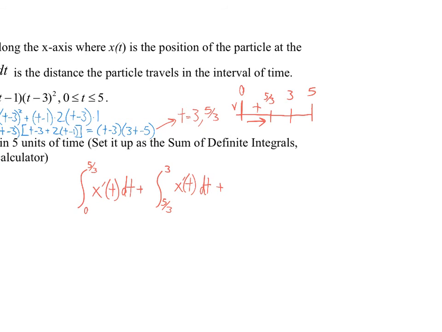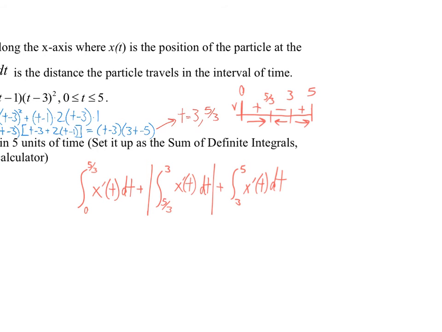If we plug that in, we get negative. So the only one we absolutely have to do it with is this middle one. We need the distance traveled, not displacement there, okay? Because we happen to be moving to the left. And then here we do the integral from 3 to 5. If we were to plug in 4 in our velocity, we'd get a positive. So here I'm just doing the integral of x prime of t dt, okay?